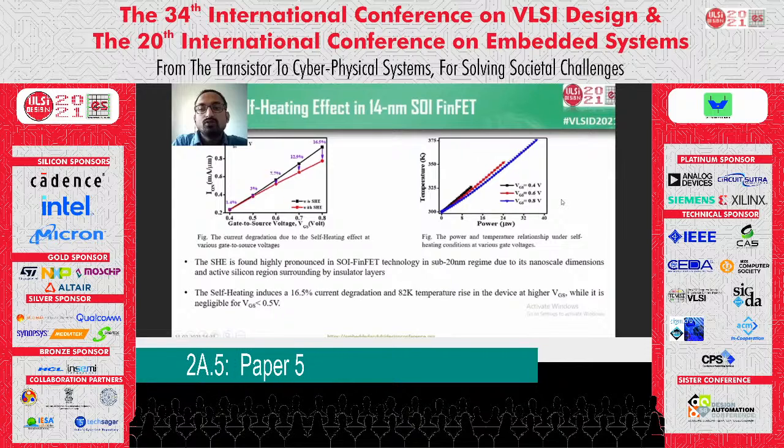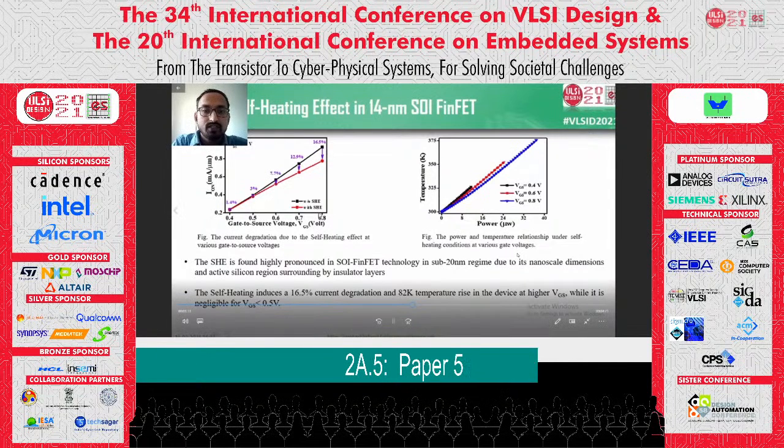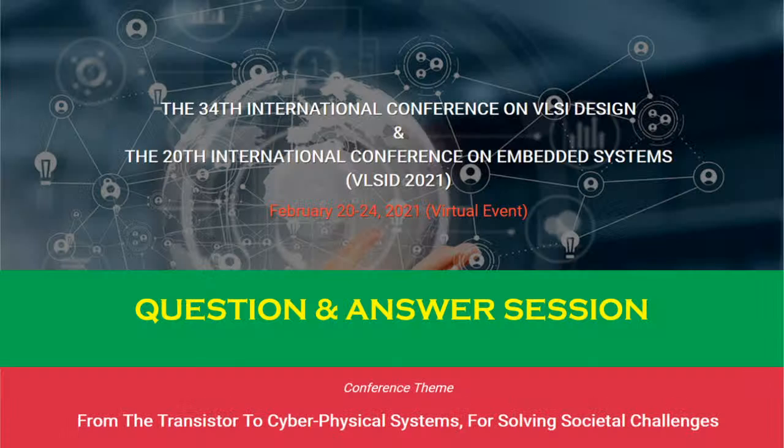So self-heating induces around 16% current degradation and an 82 Kelvin temperature rise in the device at higher VGS, that is, at 0.8 volts.